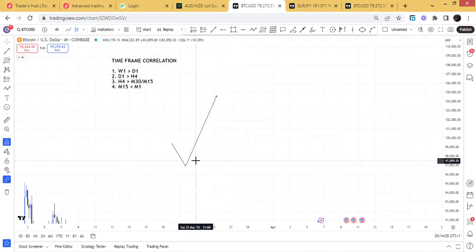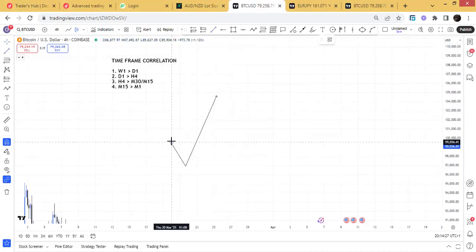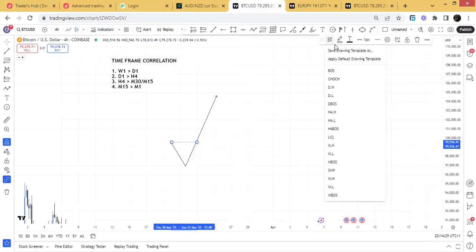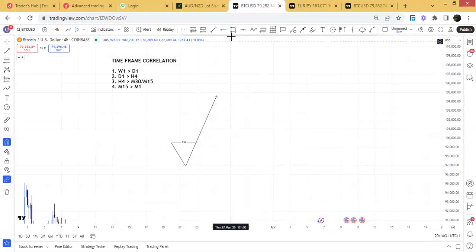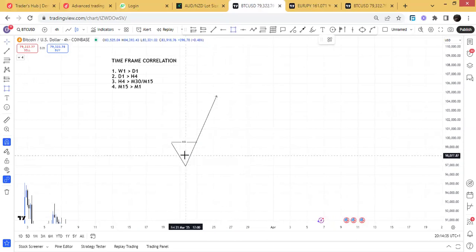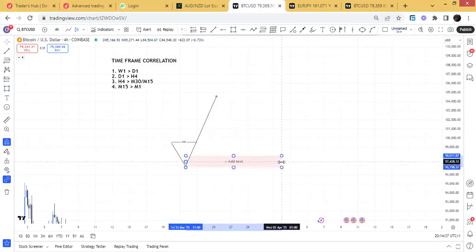Okay, so like I said, let's assume your 15 minutes is currently bullish, right? You have a recent break of structure right here. And then you identify your point of interest. So your point of interest can be whatever you choose it to be.